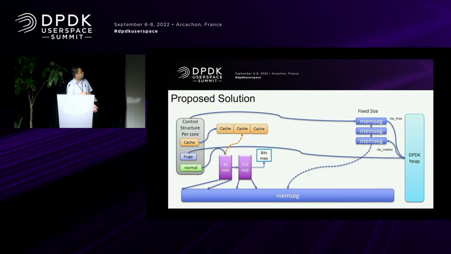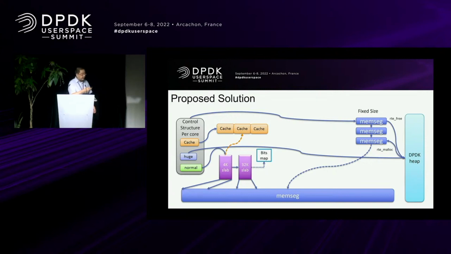And also, we will try to use a bitmap. It's very common in the Linux kernel, or other modern memory allocators, to use a bitmap to track the element status instead of a linked list. It really is to save memory for small objects.